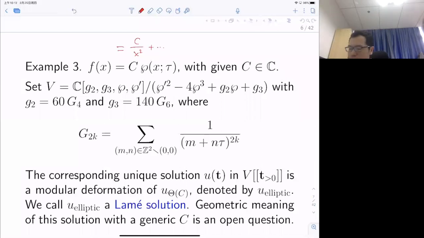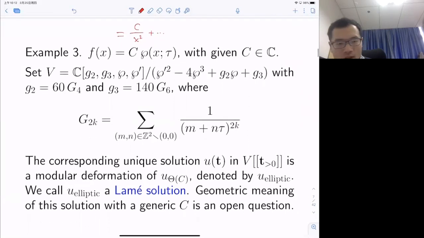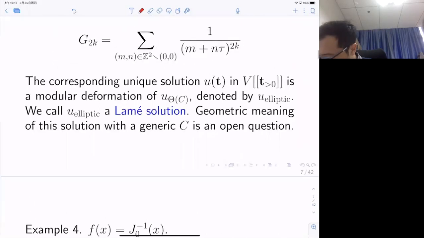We call this solution the Lamé solution, because the corresponding equation of the wave function, which we introduce later, was considered 150 years ago by Lamé, or maybe even earlier. However, the geometric meaning of this solution with generic c is an open question.